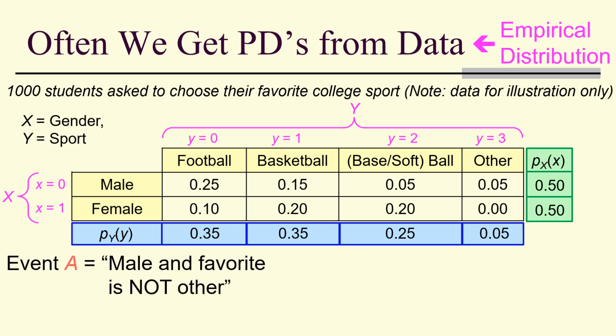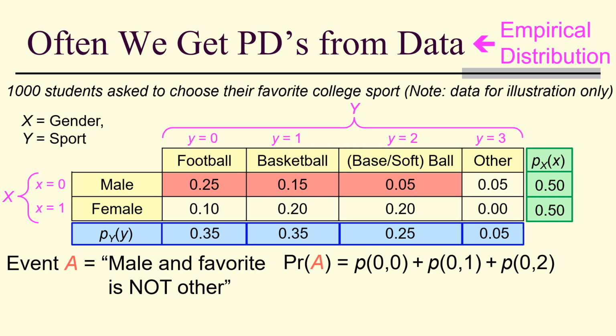So the event A of male and favorite is not other. Well, not other means football, basketball, or baseball or softball. The probability of A in function notation is P of (0, 0) plus P of (0, 1) plus P of (0, 2).